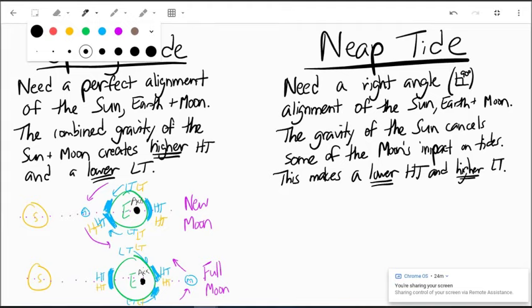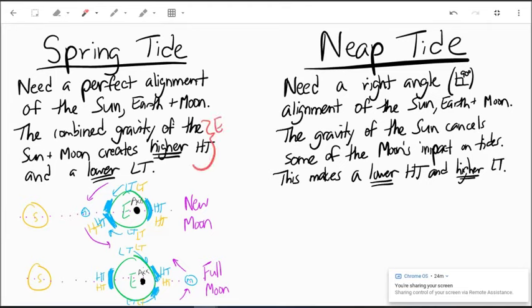So when I said extreme and minimal, or maximum and minimal tides, this is what I'm referring to here. Extreme, and this makes tides more minimal.